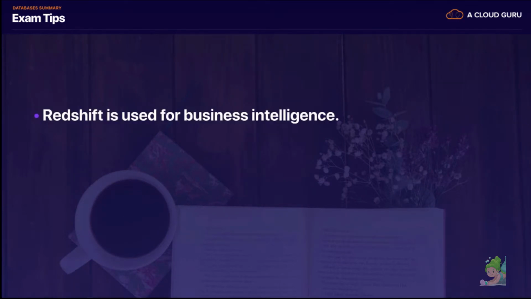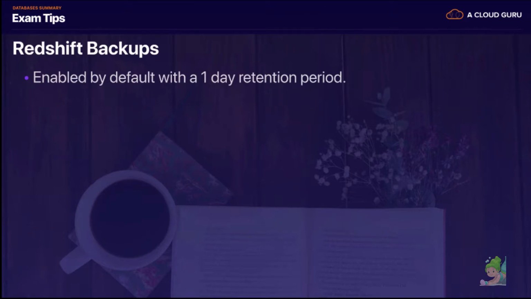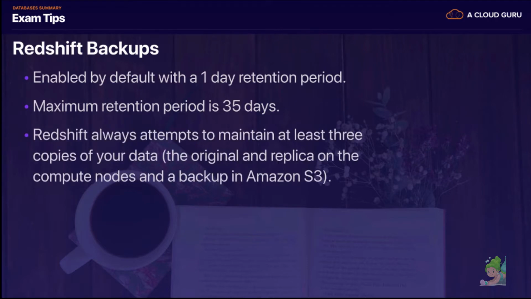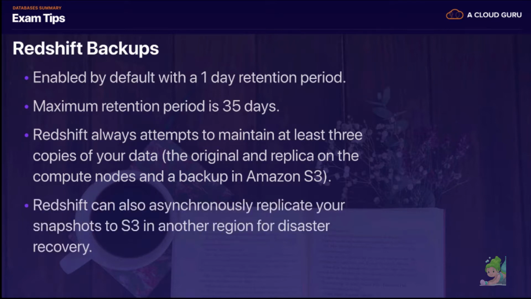Moving on to Redshift. Redshift is used for business intelligence. It's only available in 1 availability zone right now. Redshift has backups enabled by default with a 1-day retention period. Just like with RDS, you can extend this retention period to 35 days. Redshift will always attempt to maintain at least 3 copies of your data, the original and replica on the compute nodes, as well as a backup in Amazon S3. Remember that Redshift can also asynchronously replicate your snapshots to S3 in another region for disaster recovery.